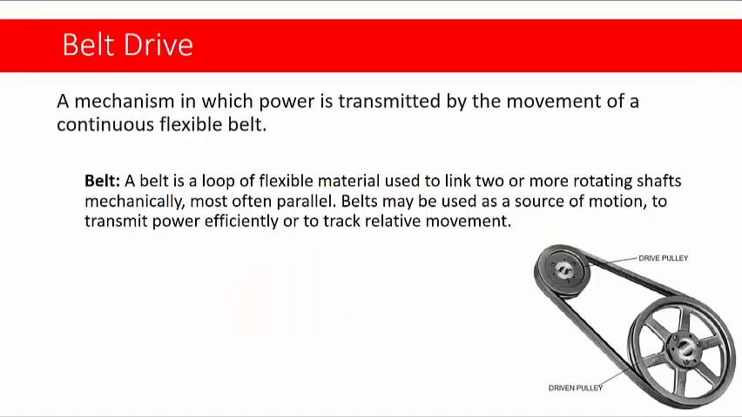Belt drive. Belt drive is a mechanism in which power is transmitted by the movement of a continuous flexible belt. Belt is a loop of flexible material used to link two or more rotating shafts mechanically, most often parallel. Belts may be used as a source of motion to transmit power efficiently or to track relative movement.